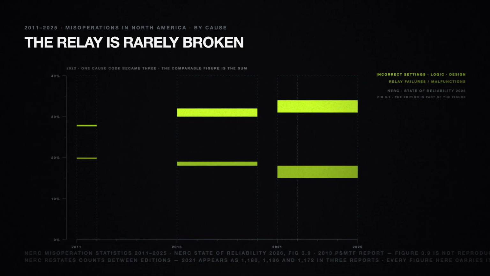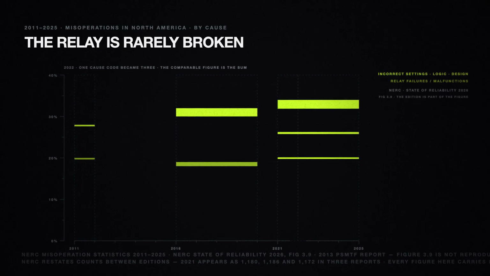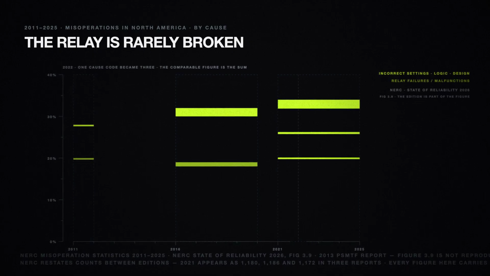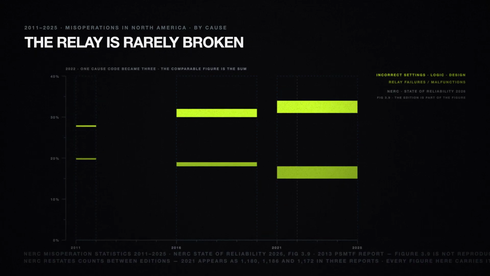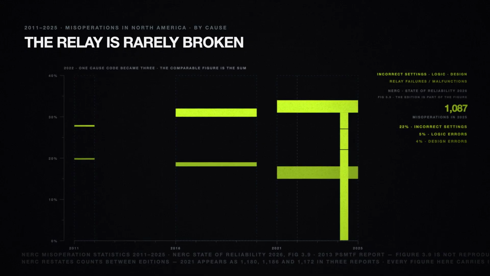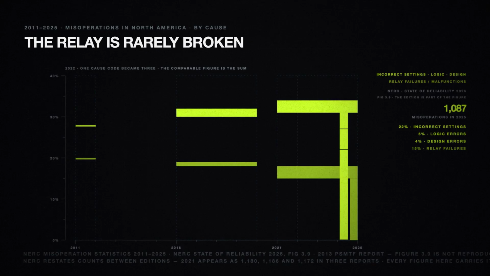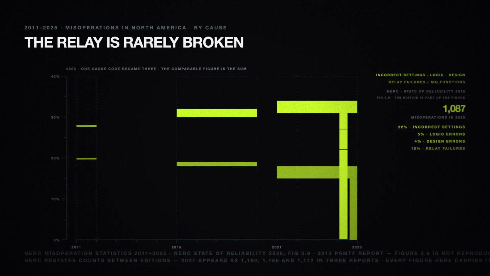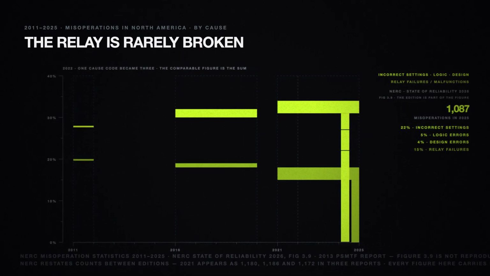The instrument needs one repair first. From the 2022 edition, the cause code was split into 3, so the series appears to drop 8 points in a year in which nothing changed. The comparable figure is the sum. The most recent year reads like this: 1,087 misoperations in 2025, incorrect settings 22%, logic errors 5, design errors 4, against relay failures at 15. That is the 2026 edition, and the edition matters.